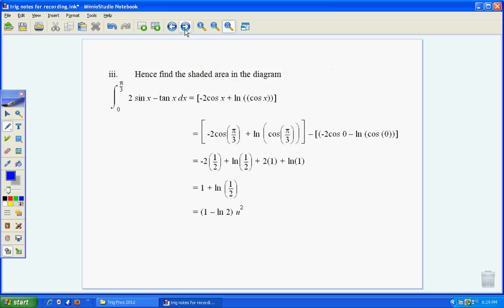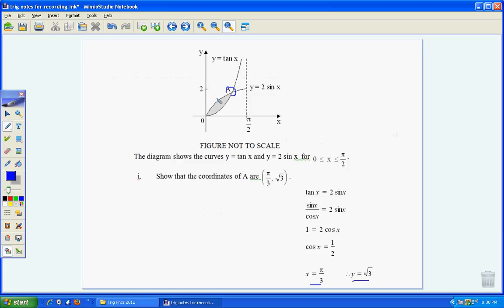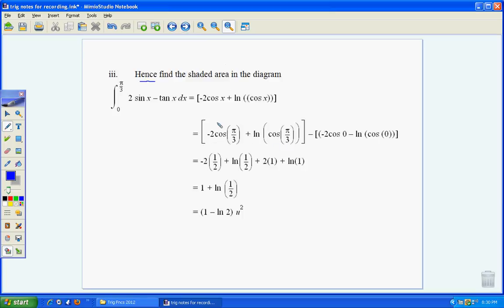So what we want to do is hence use what we've done to find the shaded area in the diagram. So if we look at that, we'd have the top curve, which is 2 sine x, minus the tan of x, and so it's going to be between 0 and pi on 3, because we found those values there. So we found our points of intersection.